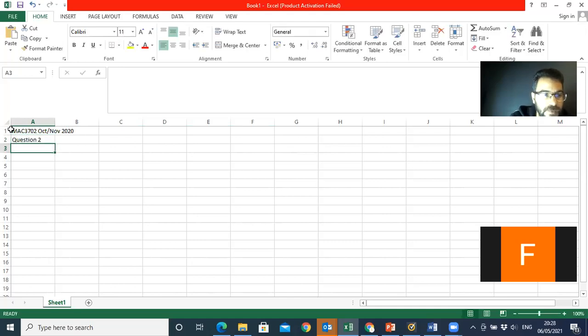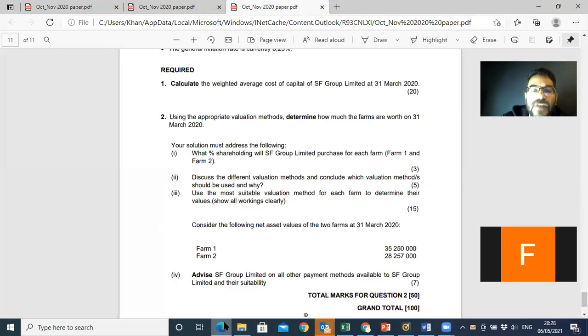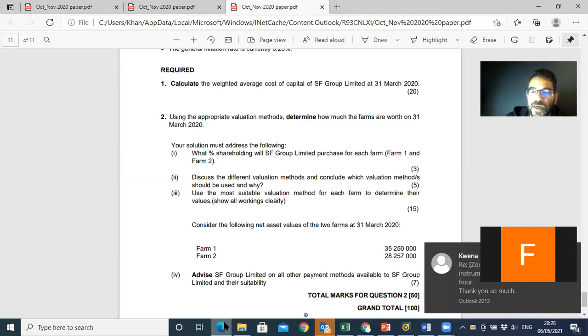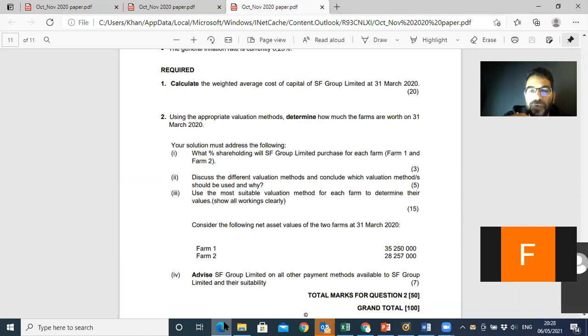Question two. Okay, so we're going to do 2.1. If we go back to the required, it says, using an appropriate valuation method, determine how much the farms are worth on 31 March 2020. So they're telling you that you need to determine how much they are worth. But remember, like I told you, whenever you do a valuation, one of the most important aspects to discuss is which valuation method is appropriate. So that is what point two is asking from you. And then number three is saying you now calculate the value of the farms. Okay, so that's very important. So let's do number one.